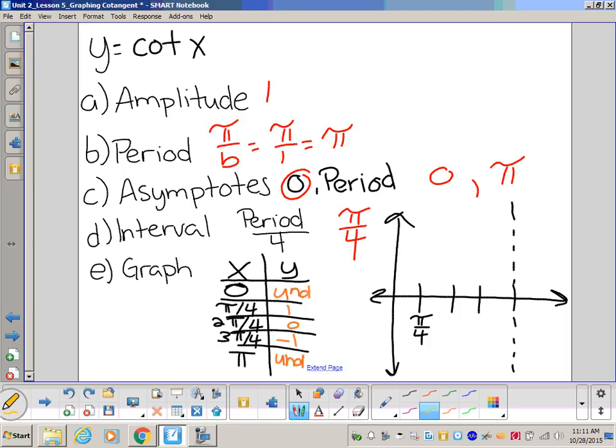So, I noticed on the tangent classwork, some people not drawing the asymptotes, and that means your graph is wrong. You have to draw the asymptotes.